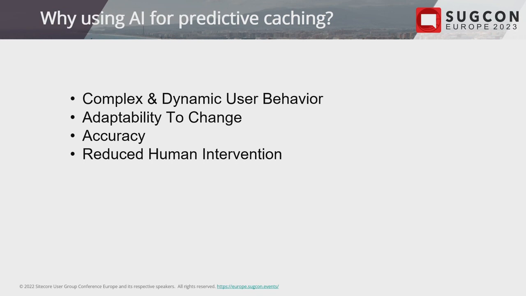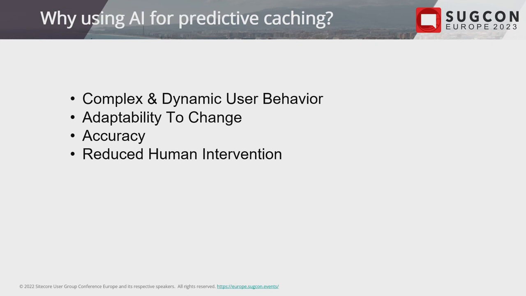So why do I want to use AI for predictive caching? First of all, it's actually quite suitable for the complex and dynamic user behavior, because we will train the model with that data, and it will be very efficient in those kind of environments. And it's adaptable to the change. So the traffic on your website, as you change the content, the traffic on your website is changing all the time. So with using AI, we are kind of adaptive to that change.